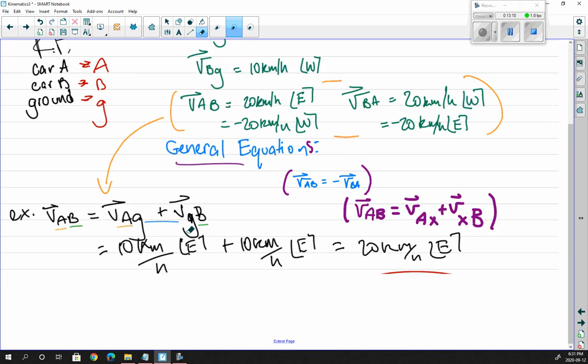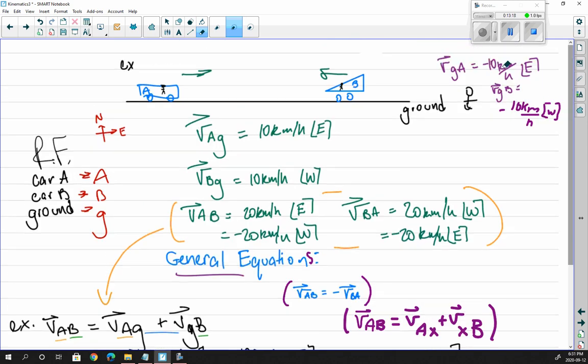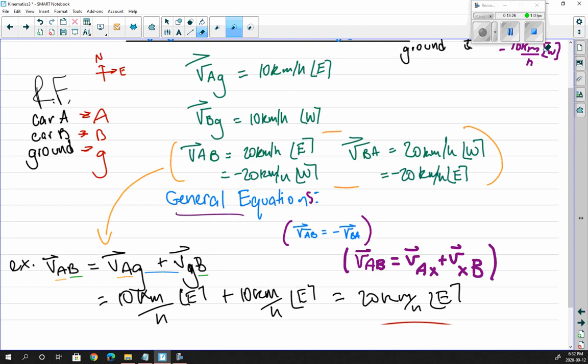What's G to B? Ground to B, right here. Negative 10 kilometers per hour west. Or if you want, 10 kilometers per hour east, negative west is east. So I put that in there and I get the right answer, 10 kilometers per hour east.